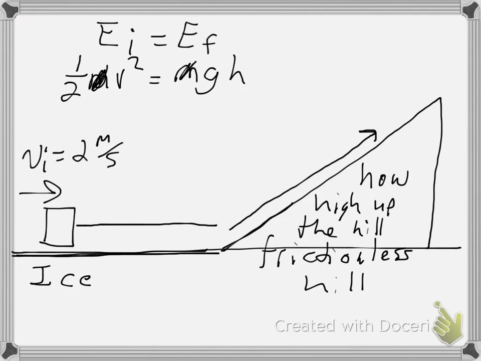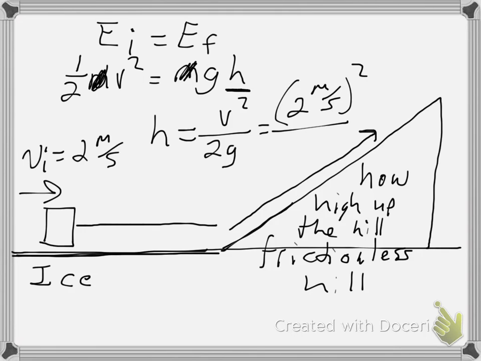And again, the masses go away. And this time I'm solving for the height. So I just divide both sides by g, and the height is going to be v squared over 2g. So this is going to be 2 meters per second, quantity squared, over 2 times 10 meters per second squared. So this is going to turn into 2 over 10, essentially, or 0.2 meters. That's how high the box is going to go.